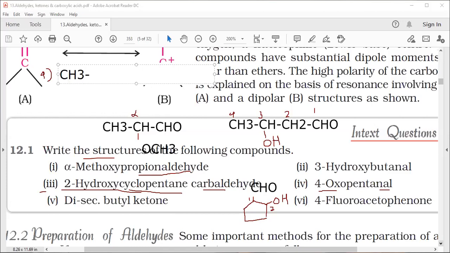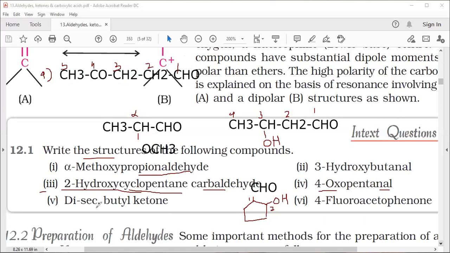bond, CO bond, CH2 bond, CH2 bond, CHO. CH3CO, counting from right side. So if you count from right side, there is 1, here 2, 3, 4, and 5. Okay, so fourth position ketone group and aldehyde group. So it is called 4-oxopentanal.